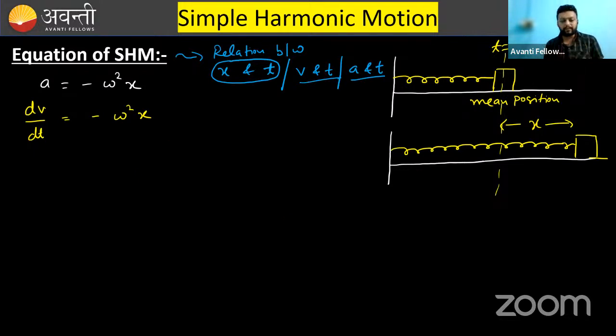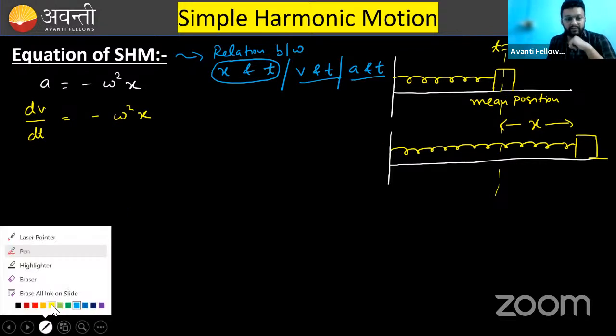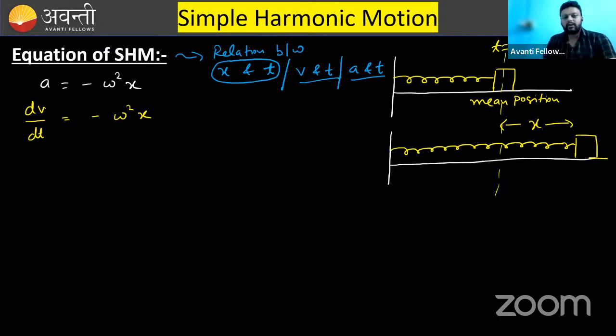So our purpose here is to derive a relation between position and time for the particle executing SHM. That's why I am trying to introduce the x term here. I think till now everything is clear. So for that purpose, I need to introduce x. So I am multiplying this term with dx and dividing it with dx.